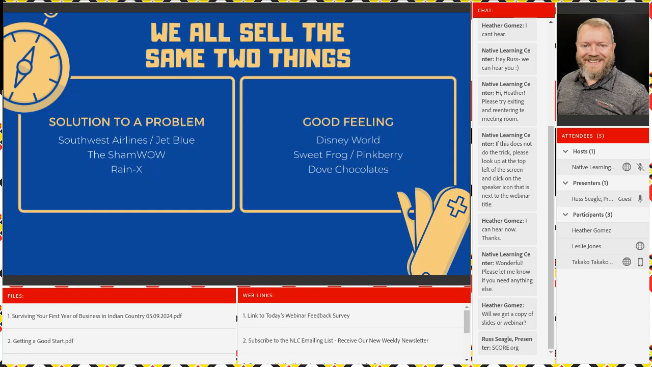Disney World said, "Well, we may not have the world's best roller coasters, but we're going to make sure that you have a good feeling. And when you get home, your kids are going to ask, when can we go back? When can we do this again?" If you can couch what you sell in those two terms, solution to the problem, good feeling, you've hit a home run. And that's where we want you to be.